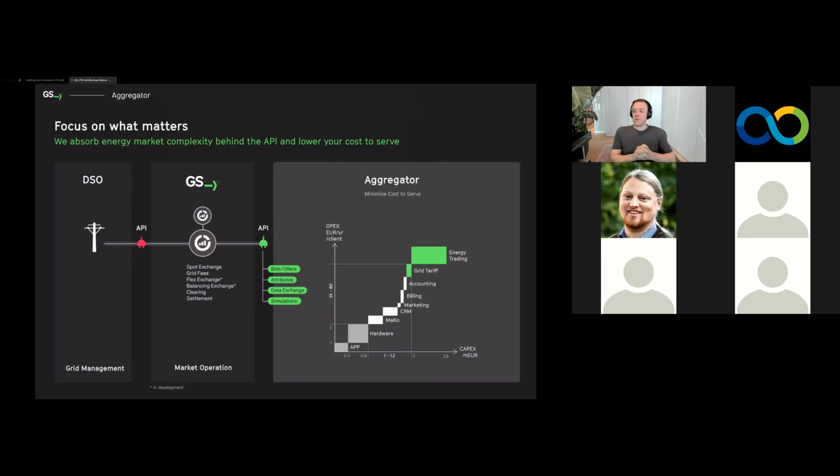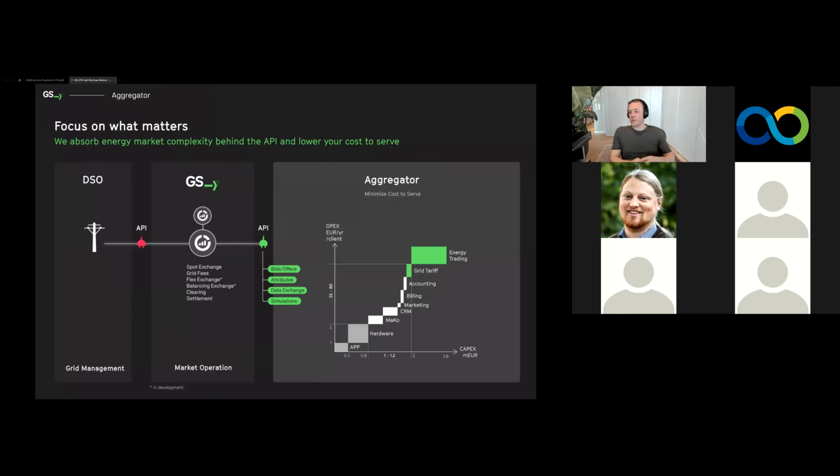So the goal that we have is absorbing the energy market complexity behind the API and reducing all these blocks so that you as an aggregator can focus on the real clients. We are working with a number of aggregators which build solutions for final consumers, but they're actually trying to sell to the utilities right now, which is not right in our opinion. And why do they try to do it? Exactly because the entry barriers to do innovation are too big. That's why we have to open source it. We have to reduce the barriers so that we can see a Cambrian explosion that finally brings all the degrees of freedom to us as consumers and prosumers.